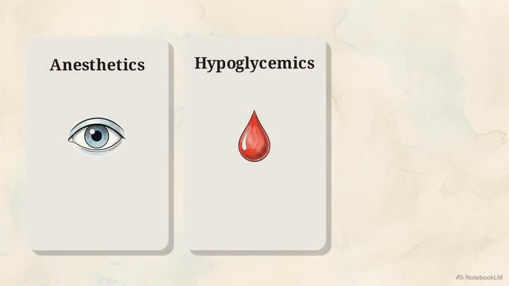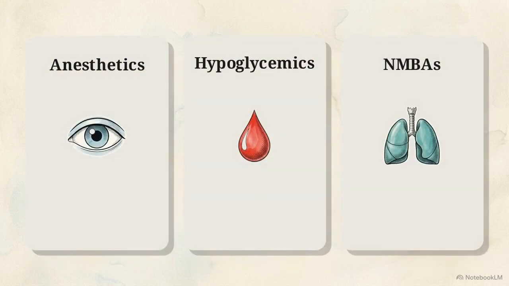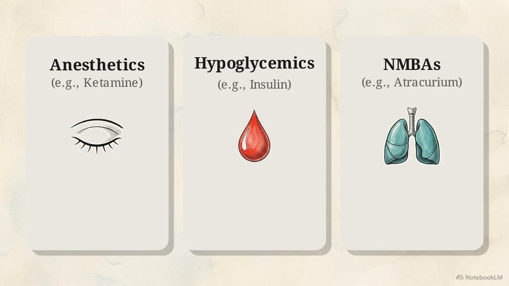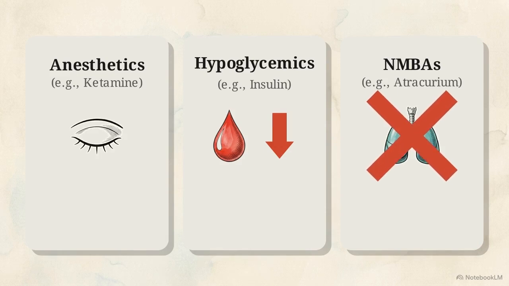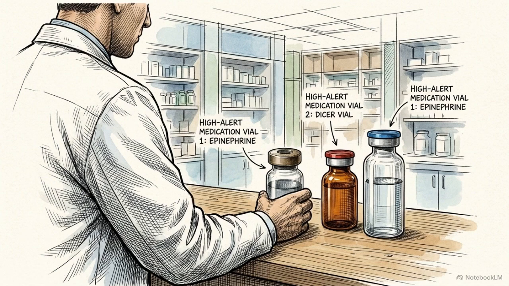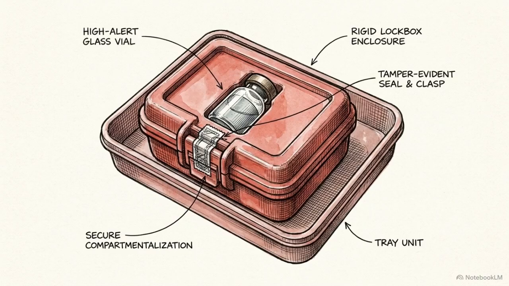Among these categories, 3 classes demand immediate recognition: anesthetics, hypoglycemics, and neuromuscular blocking agents, or NMBAs. Consider a stat order for ketamine, insulin, and atracurium. You are simultaneously managing a potent anesthetic, a drug that can plummet blood sugar, and a secondary agent that stops the patient's ability to breathe. This specific combination illustrates the high-stakes environment of high-alert dispensing. It is a workflow where standard pharmacy routines must be replaced by rigorous, systemic layers of protection.